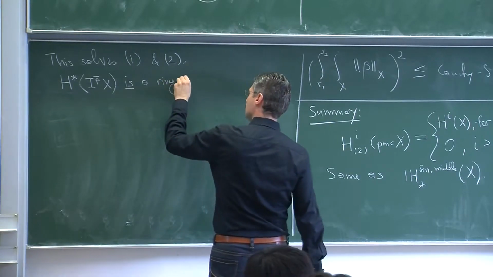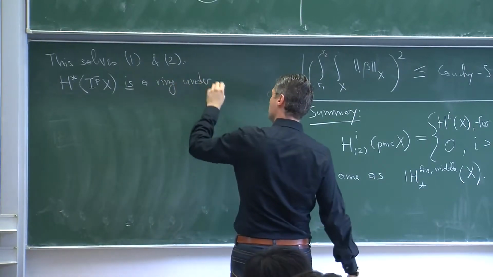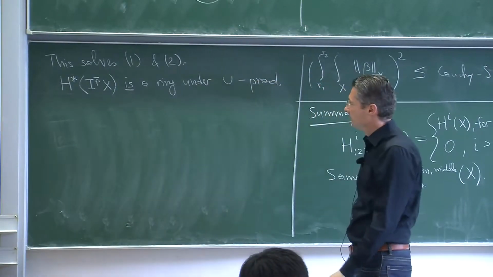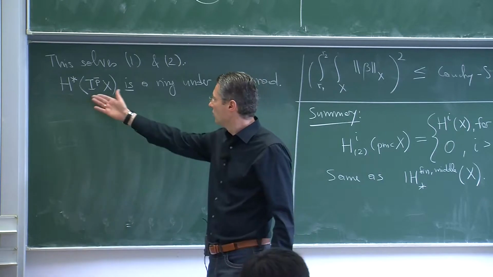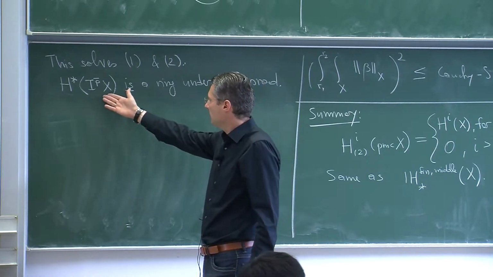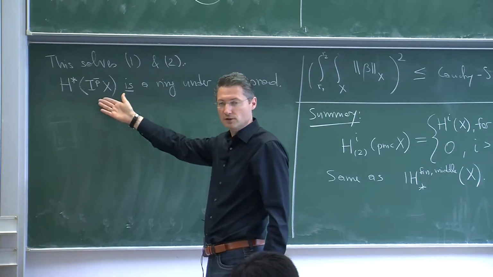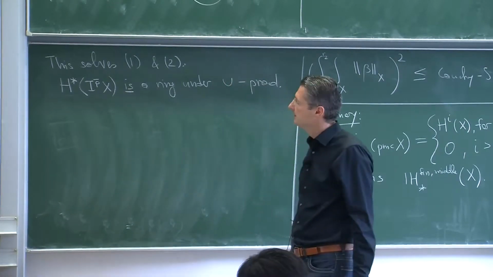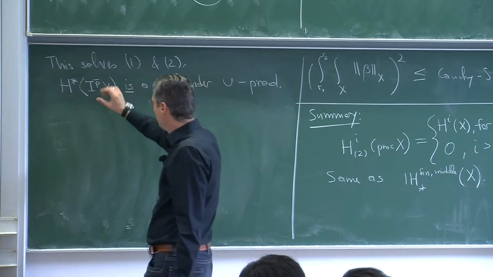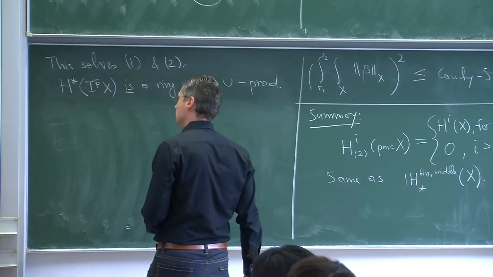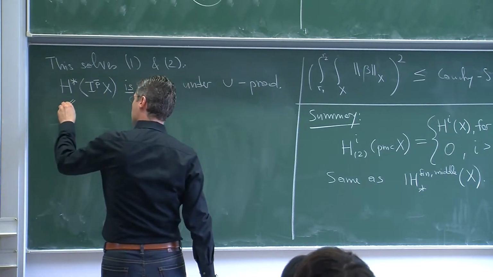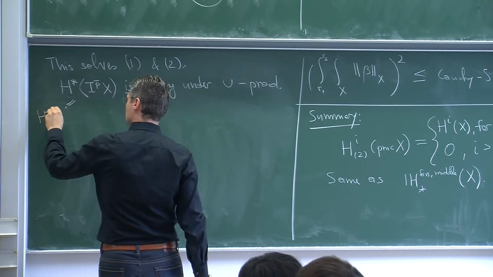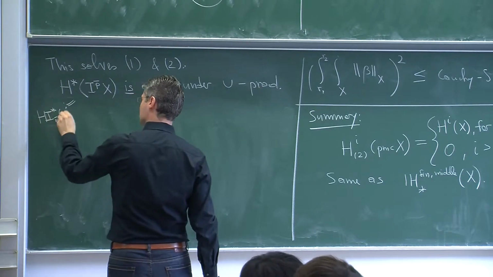Is a ring under the ordinary cup product. Also, of course, since it's the cohomology of some space, it's automatic. One doesn't even have to say anything about it, that there are cohomology operations, Steenrod squares, etc. So it has a fairly rich algebraic structure. By the way, I will call this HI star P of X sometimes.